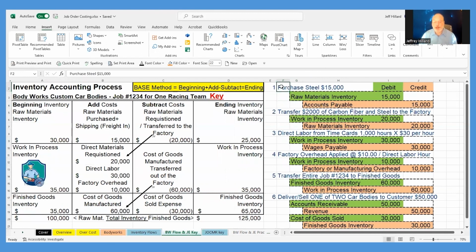The first transaction is we purchase steel for $15,000. Steel is a raw material, so that would add to our raw materials inventory, which is a debit, and we'd get a bill and record it as accounts payable, which is a credit. So we begin over here on the right with beginning inventory of $30,000 plus $15,000 is our first transaction.